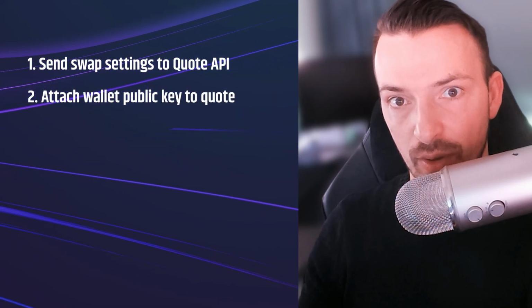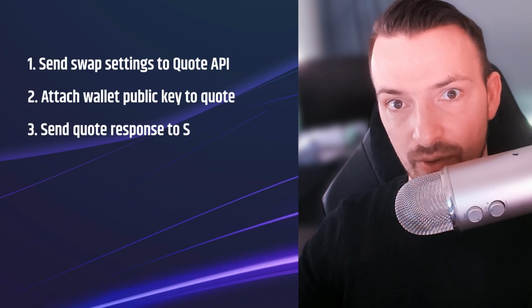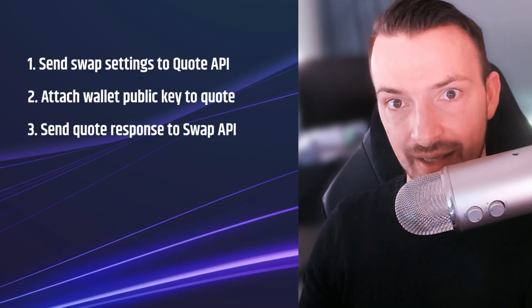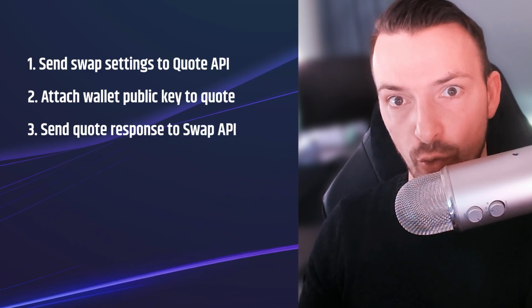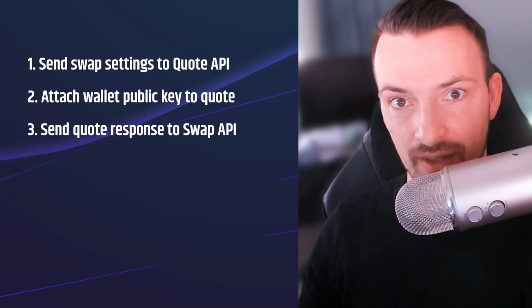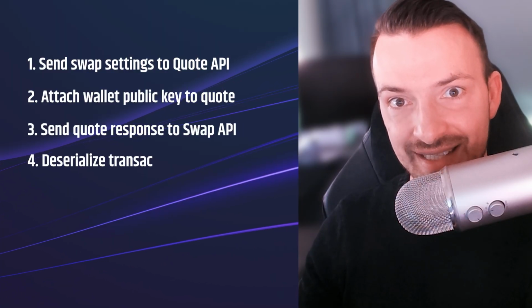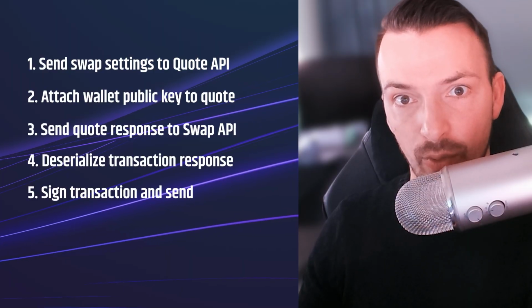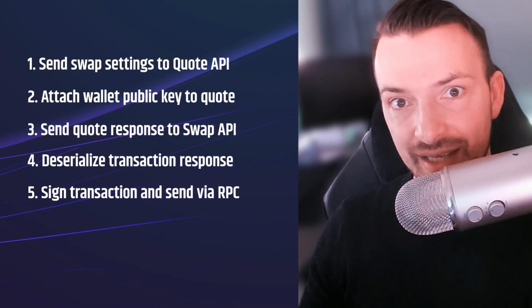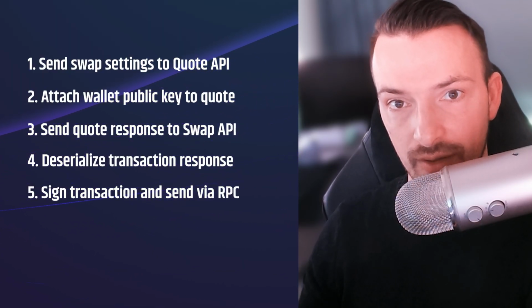Once we attach that public key, we can send that quote response back to the swap API. And that swap API will return to us a serialized transaction. Then we can take that transaction, deserialize it, sign it with our wallet key pair, and send it via our RPC to the network. And then we can wait for a confirmation and see if everything went well or not. And then we can send that result back to our client and add that into our table.